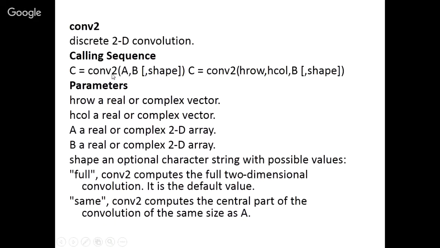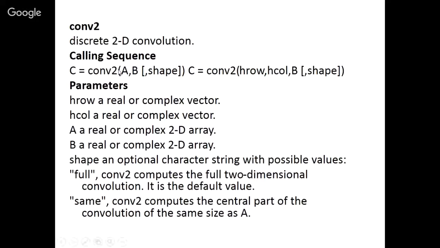So here we will write C is equal to CONV2, that is for 2D convolution. After that A comma B, those are your two matrices. And again the shape option is the same, whatever shape you give. Full means all the things I have told, size A plus size B minus 1. And if it is A, then it will be the same size as A.